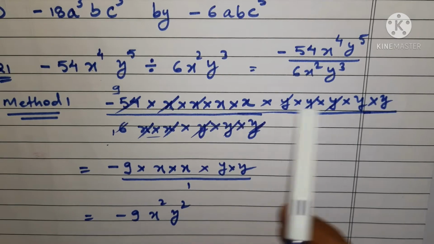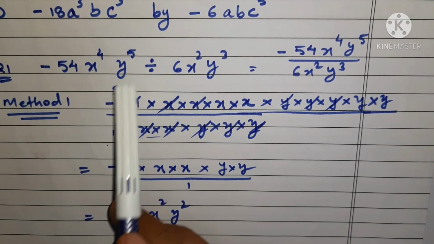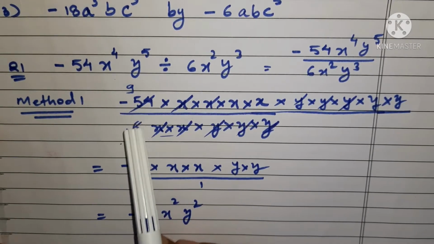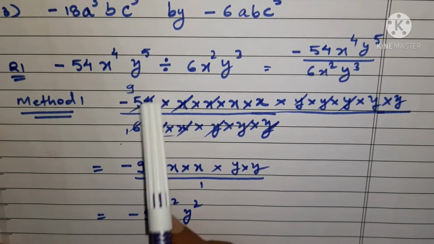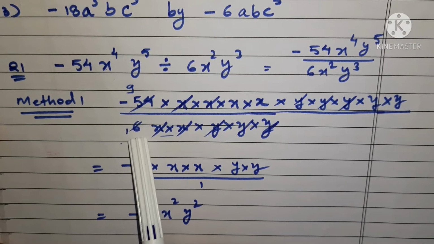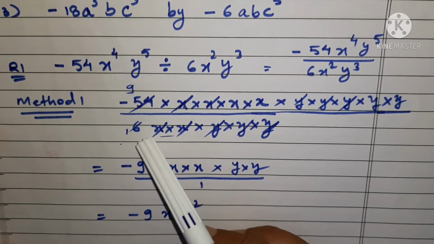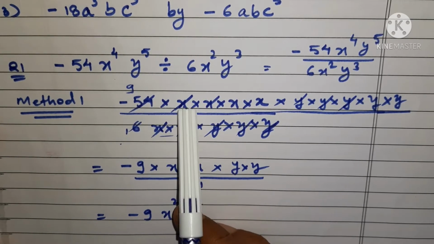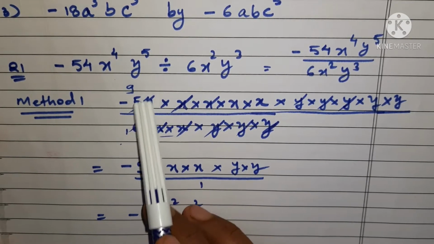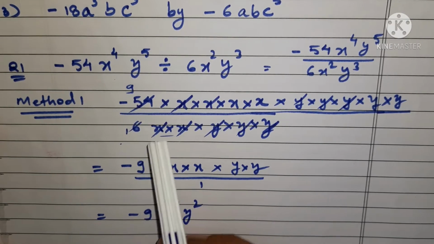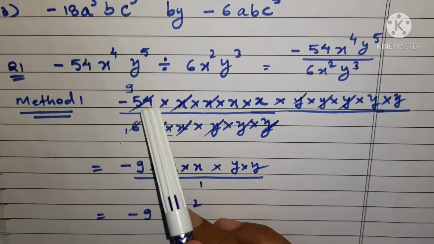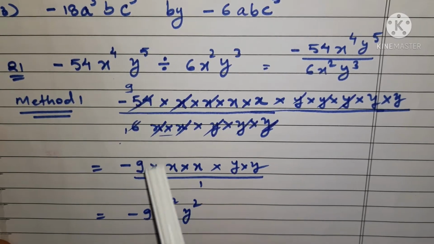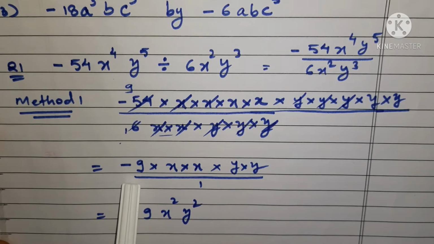जब हमने एक बार इनको खोल दिया, when we have expanded these powers, तो हम उसके बाद क्या करेंगे, we are going to cancel out, or we are going to solve the numerical coefficients. पहले हम numerical coefficients को divide करेंगे. Numerical coefficients यहाँ क्या है, जो numbers variables के साथ multiplied होते हैं, उन्हीं को हम numerical coefficient कहते हैं. ठीक है. So here the numerical coefficient is minus 54, and here it is 6. Once it is divided, you will get minus 9 over here, right?